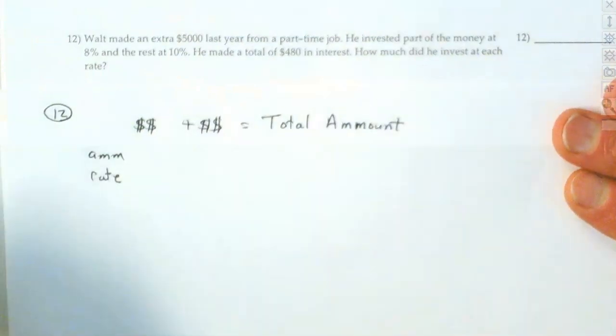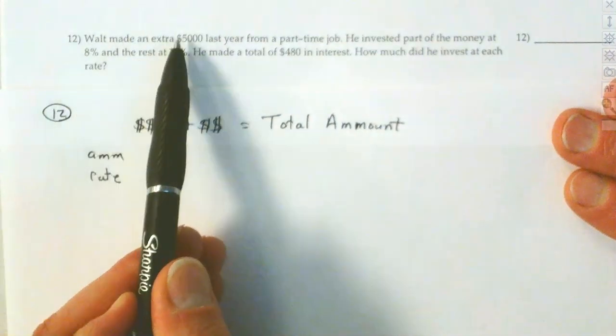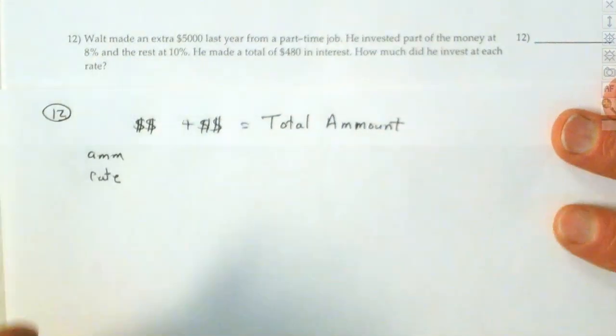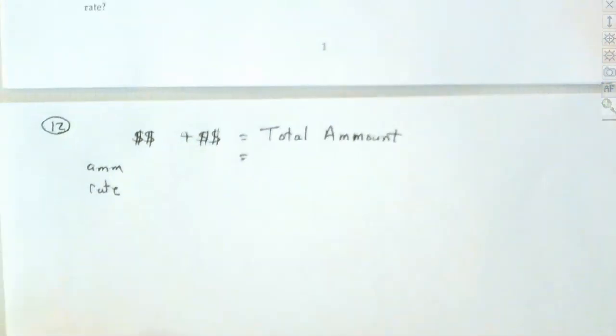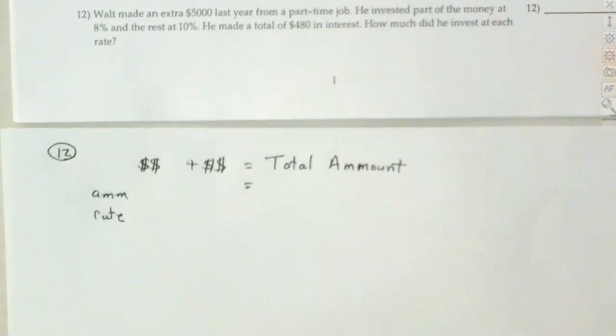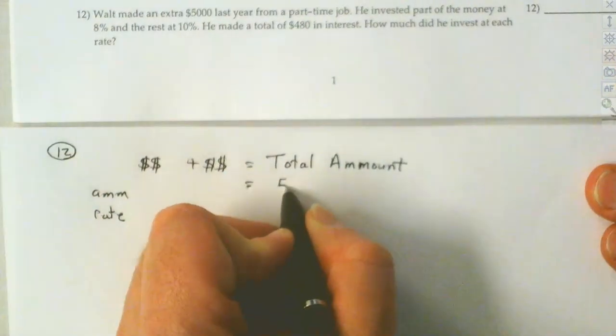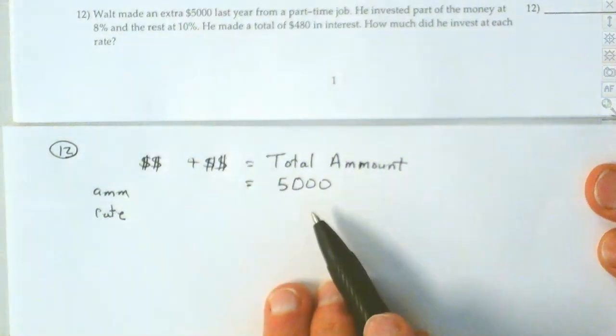So when I read this question, we're going to start with the $5,000. So Walt made an extra $5,000 last year. So that $5,000, well, that is going to represent your total amount. So that's going to go here. So the $5,000 goes right here. Is everyone okay with that? Right? That's your total amount.